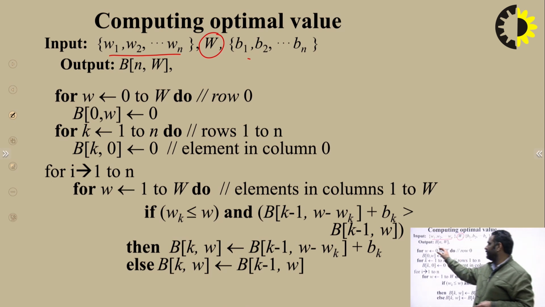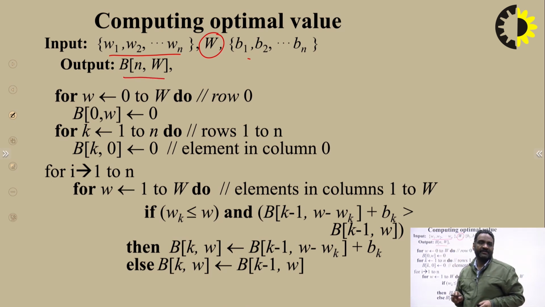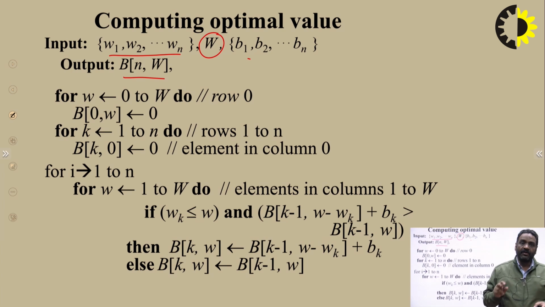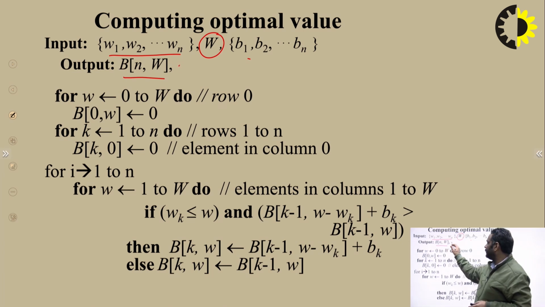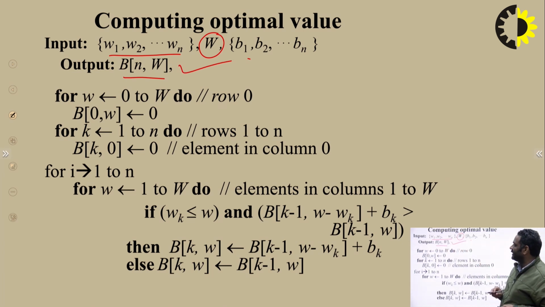So what are we going to find? We are going to find the maximum profit by including a number of items in terms of their profit. So this is our output, that is B of n comma W. These are the processes we are going to do.